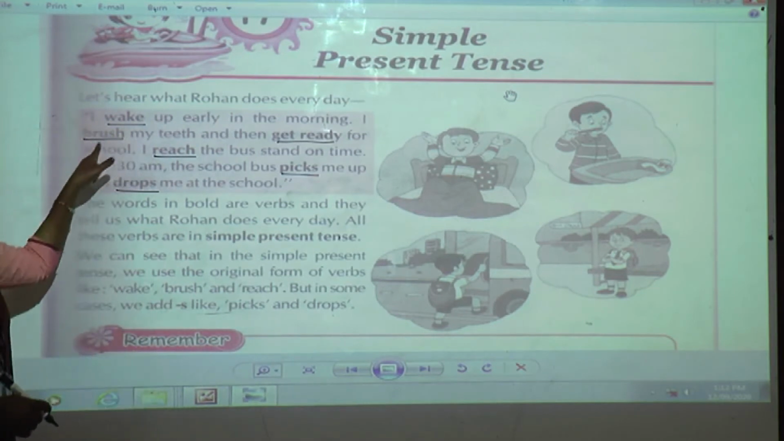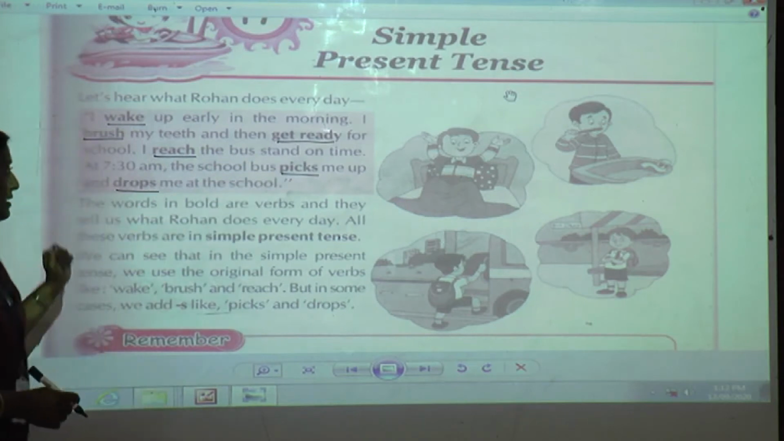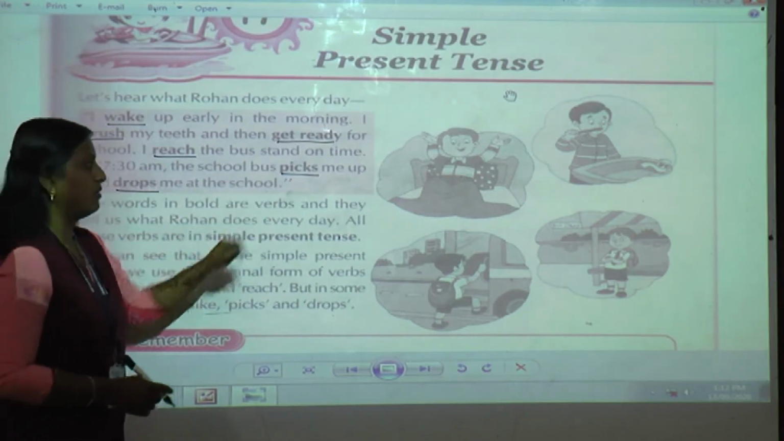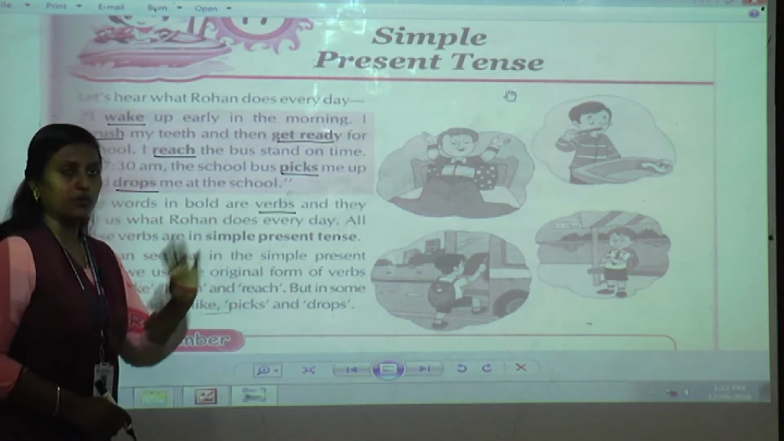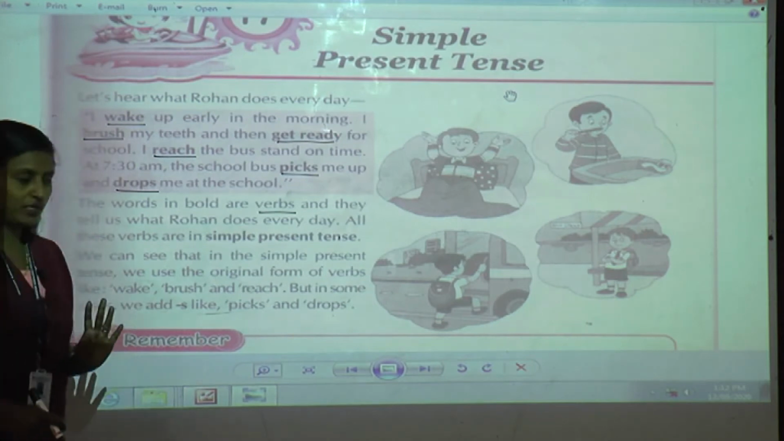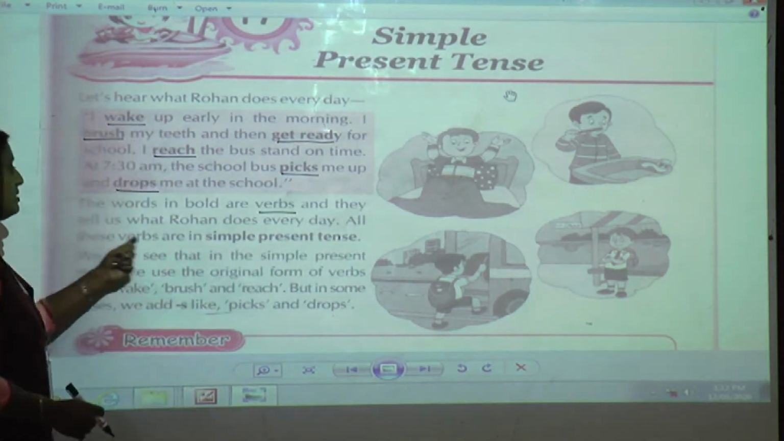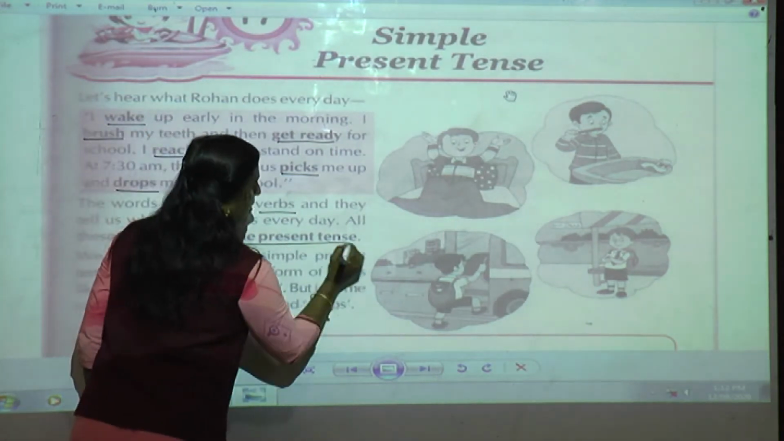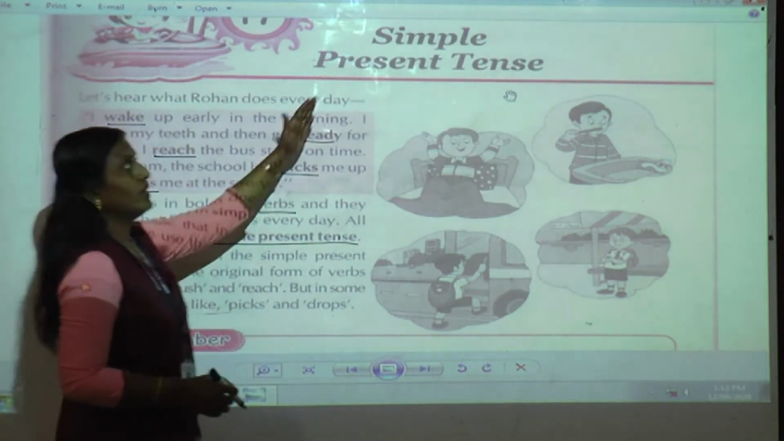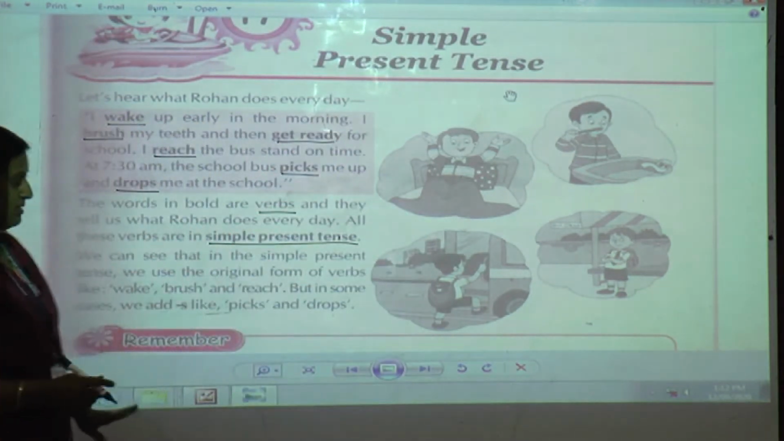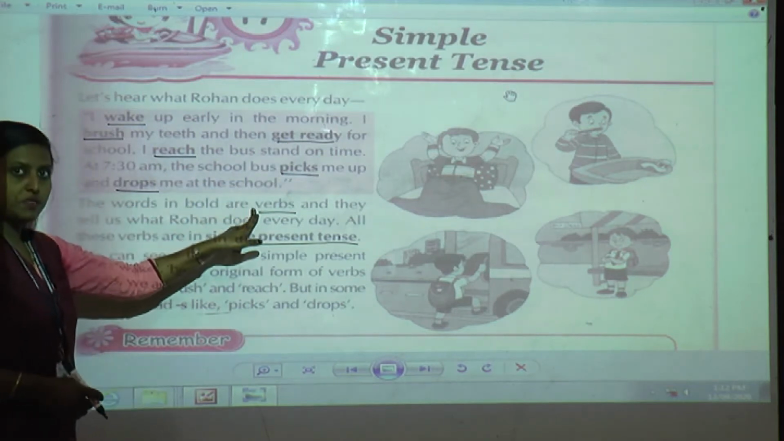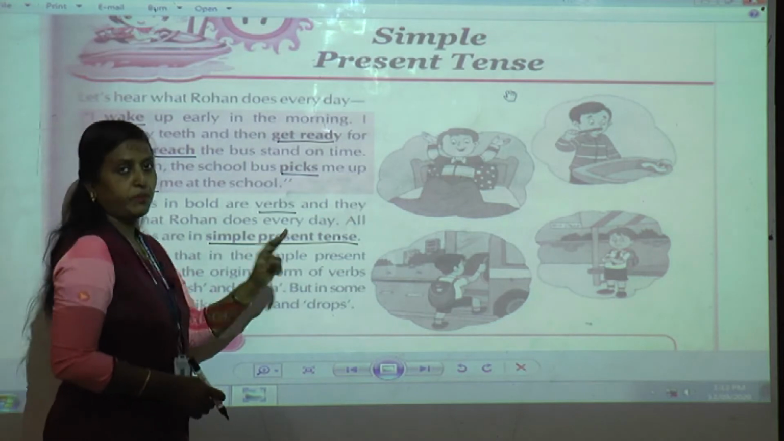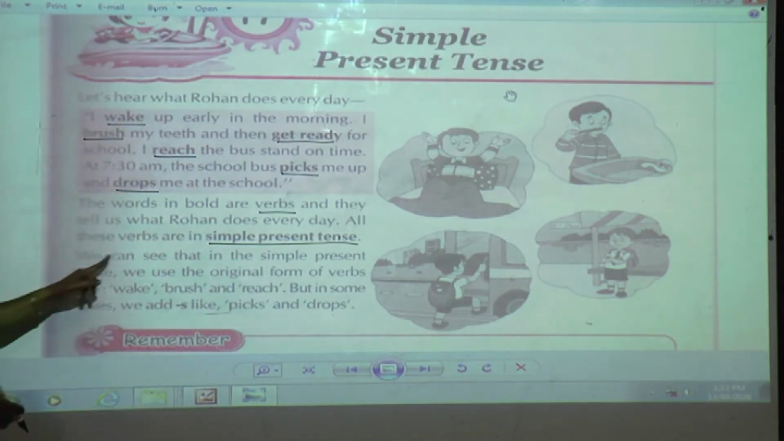Now here whatever words are in bold, can you see here, students? I have underlined also. So the words in bold, what are they, students? Yes, they are verbs, and it tells us what Rohan does every day. Clear till here, students? Okay. Now all these verbs are in which tense? Yes, simple present tense, which is our today's lesson. Clear till here? So whatever words are underlined over here, they are verbs, and those verbs are all in simple present tense.